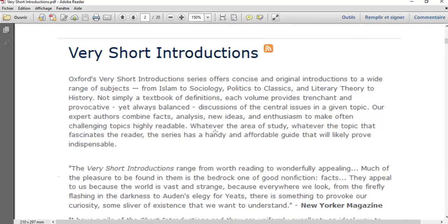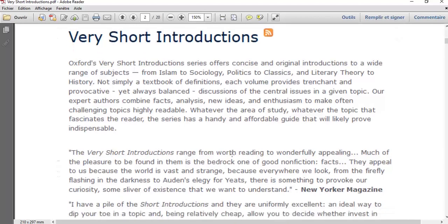Most of the books in the collection are sold for £8, but as you will see later, there is a whole batch of books from the Very Short Introductions at the university library, which means that you don't even have to pay for those. And again, I insist on handy, meaning that these are paperbacks, rather small, they can be brought along everywhere, they are not heavy, and they are very useful as a synthesis.